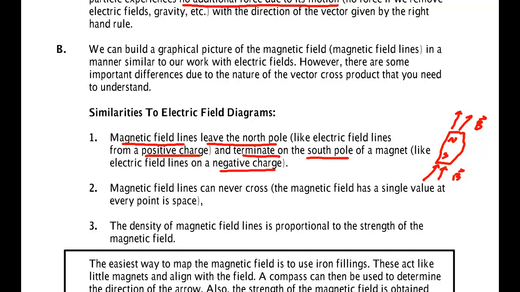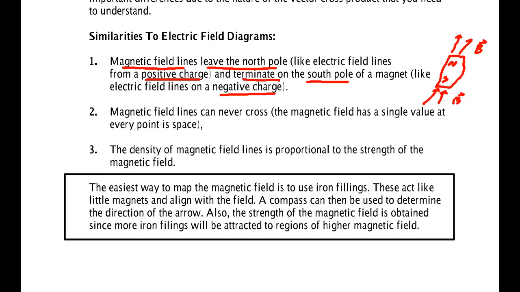Magnetic field lines never cross. If they crossed, that would mean that a compass would have to point in two directions at the same time, and that's not true. The magnetic field has a single numerical value and a single direction at every point in space. The density of the magnetic field lines is proportional to the strength of the magnetic field. So the density of the lines is directly related to B, in the same way that the density of the electric field lines is proportional to the strength of the electric field.